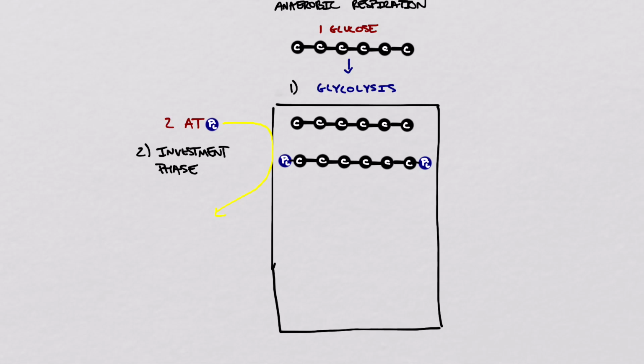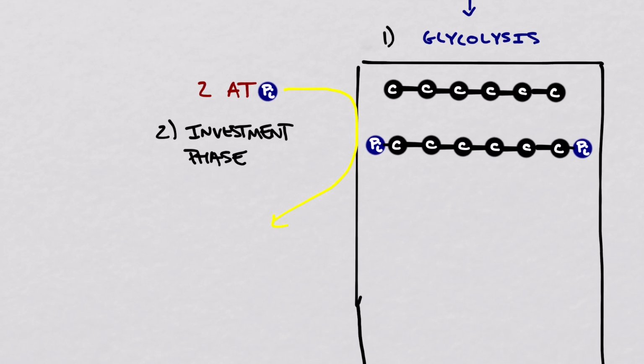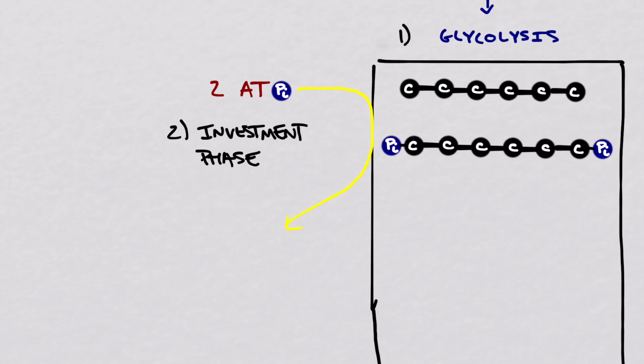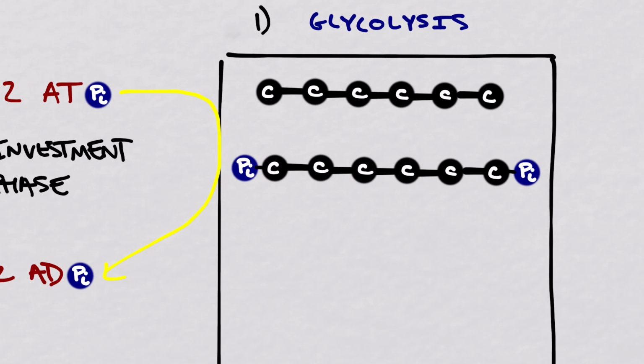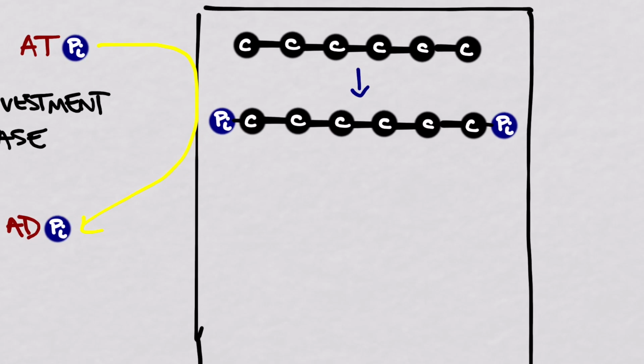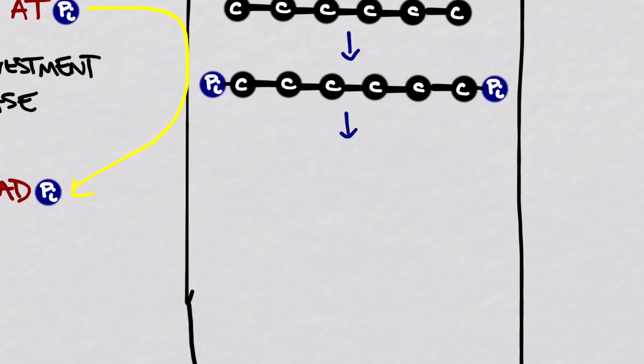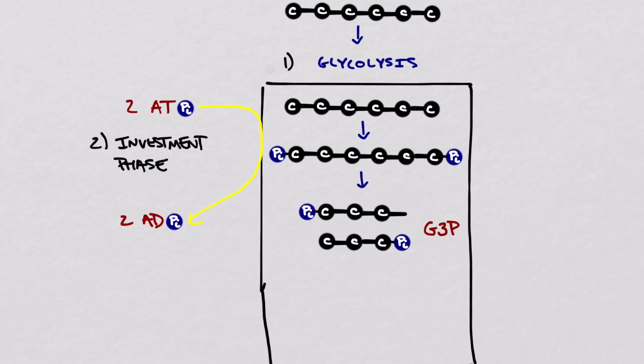And what's going to happen is, actually, I'm not even done. The 2 ATP become 2 ADP. What's actually going to happen to this molecule, after the phosphate groups have been added to it, is that it's going to split into 2 3-carbon molecules. This is called G3P. So I'm going to write that all down below. Okay, G3P.